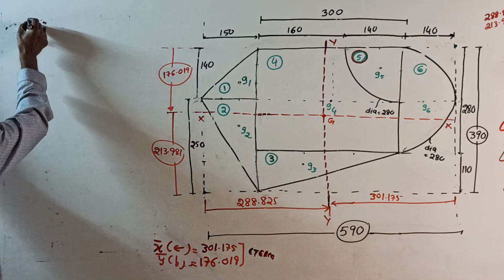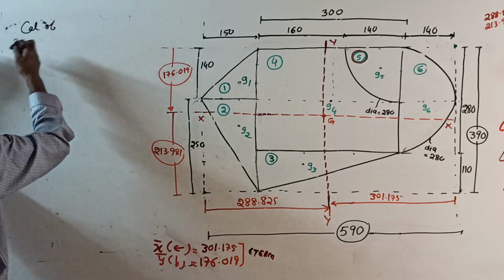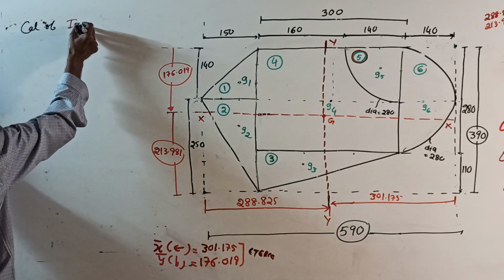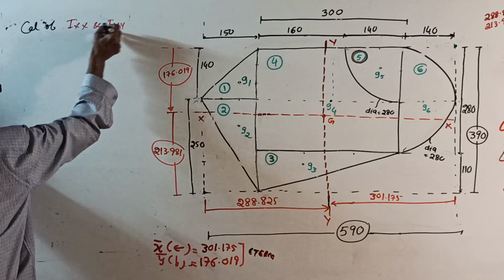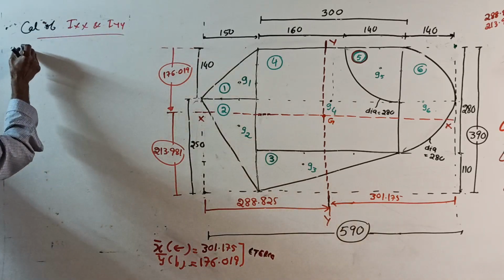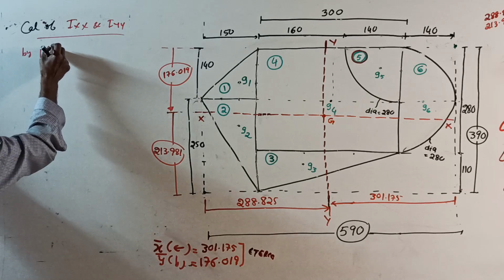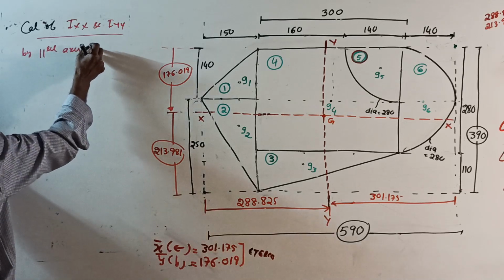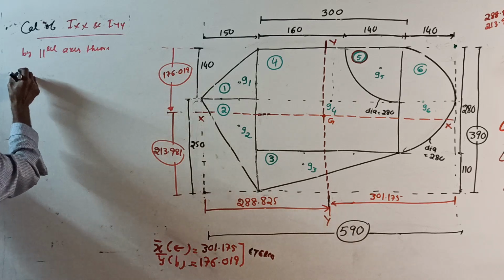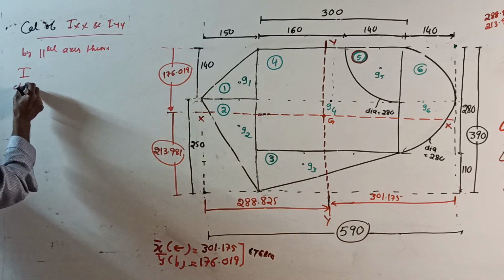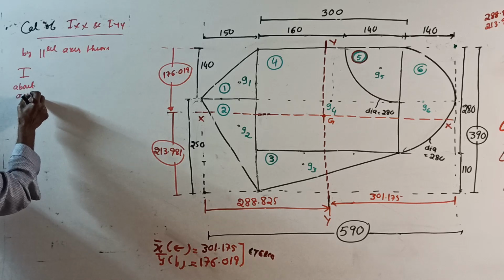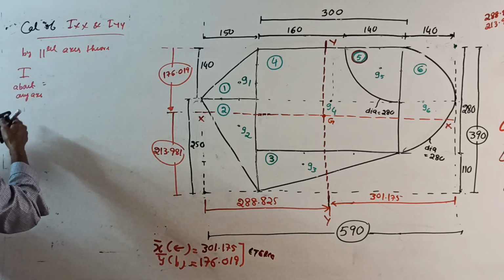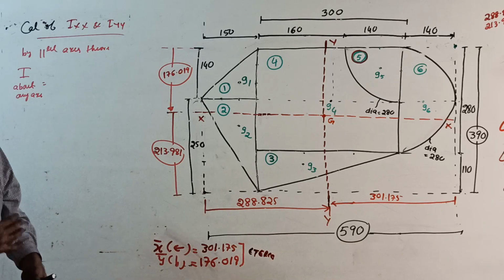Now write calculation of Ixx and Iyy. First write, I won't waste time. By parallel axis theorem, I should not explain all this one. I about any axis equal to, the formula is in the green color.